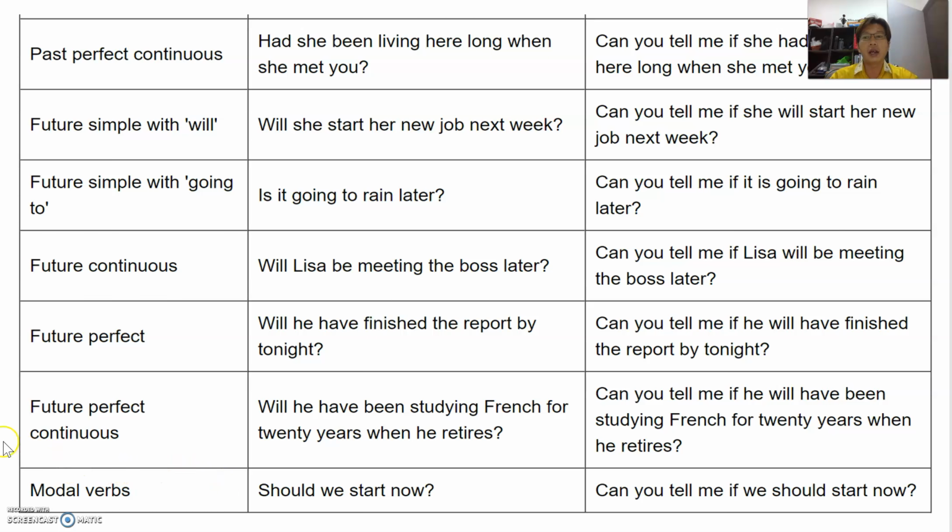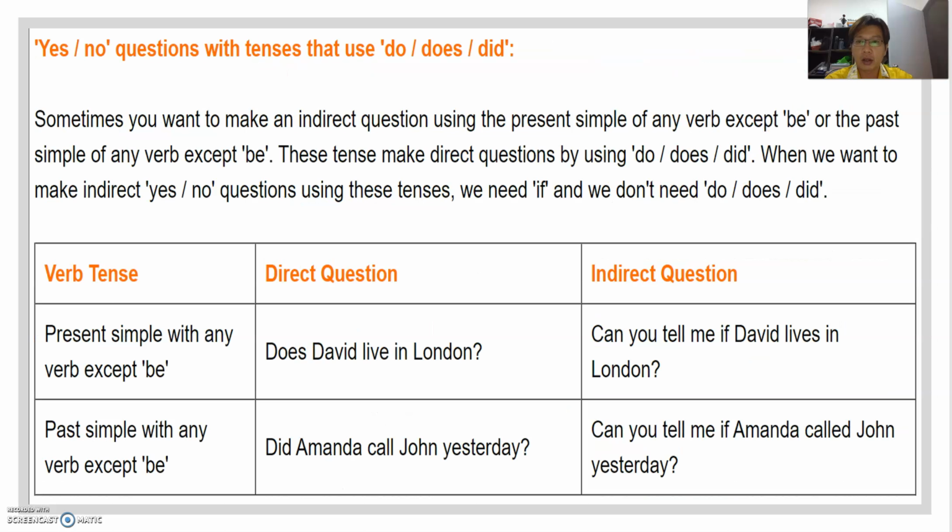Okay. That one is for yes or no questions. Now, yes or no questions with tenses that use do, does, did. Okay, this is a little bit different. Do, does, did.